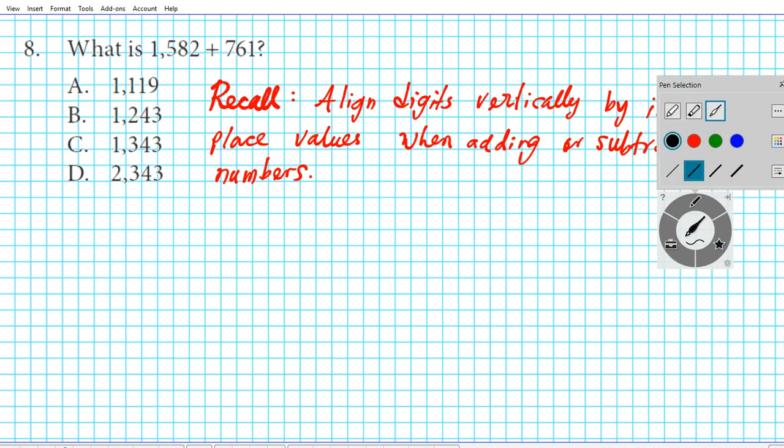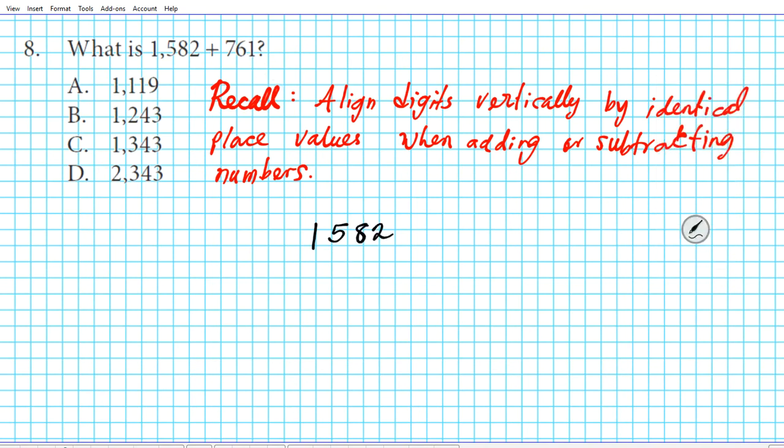So what am I talking about here? Let's take a look at this. We have the bigger one on top, 1,582. Now 761, 7 is in the hundreds place, 6 is in the tens place, 1 is in the ones place. So if you configure it like this, you are guaranteed to add correctly. Okay, so that's extremely important that the digits are properly aligned by their identical place values.